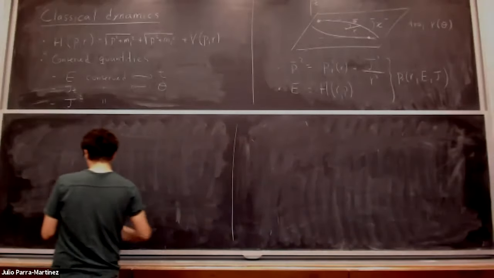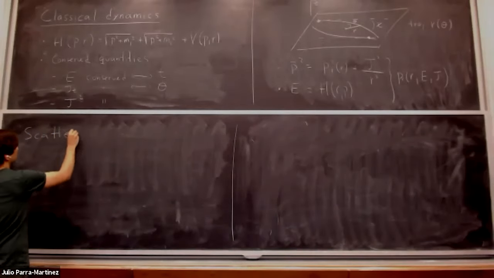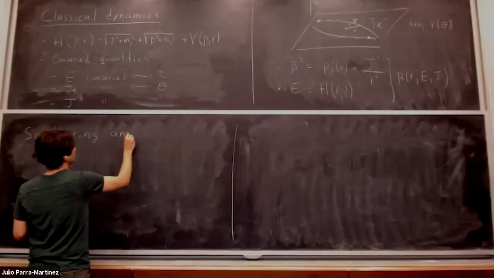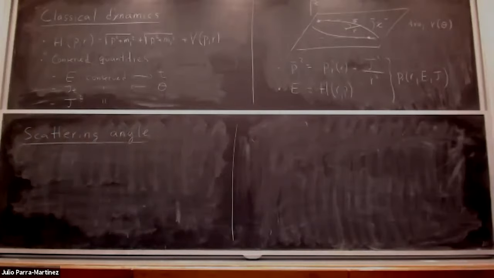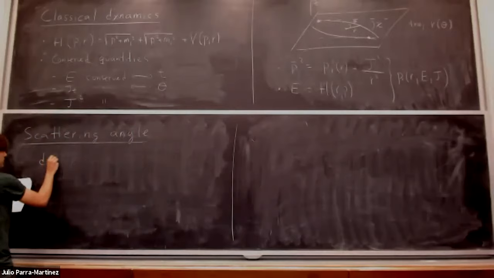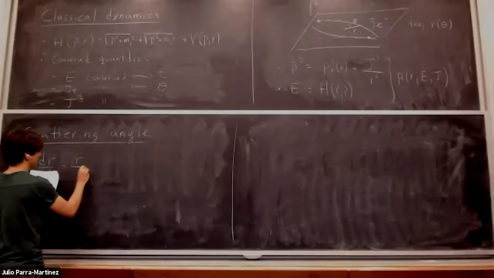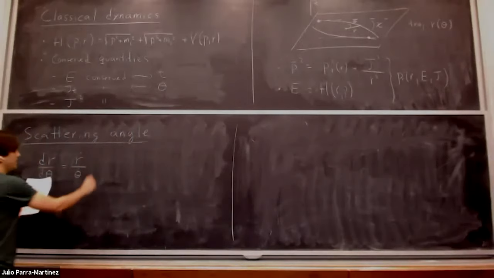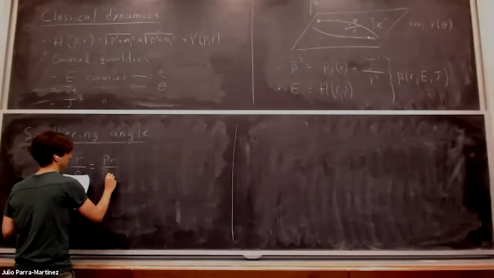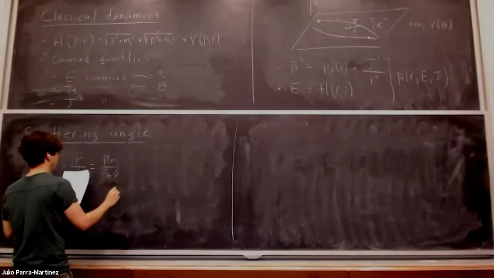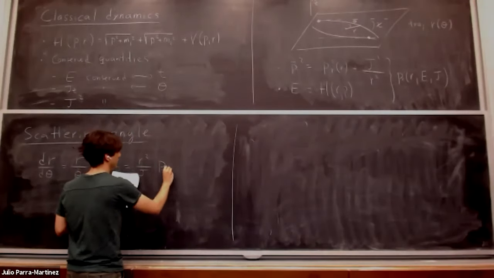And so finally, we can calculate the scattering angle. But this is very easy. So we have this trajectory, so we can consider this derivative, and then we can just write this as a time derivative over derivative of theta. And this thing is easily related to the radial momentum. This is also related to the momentum in the theta direction. In fact, this is just r squared over j of r.